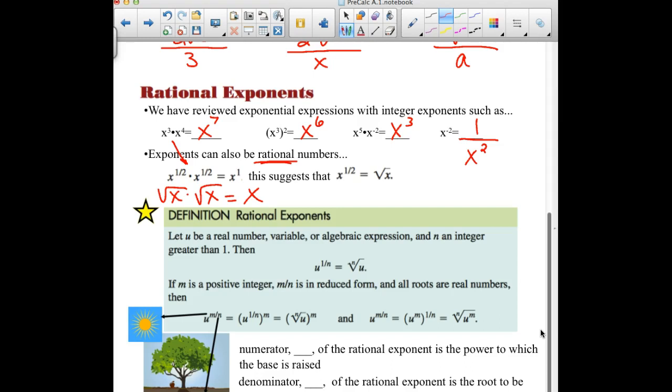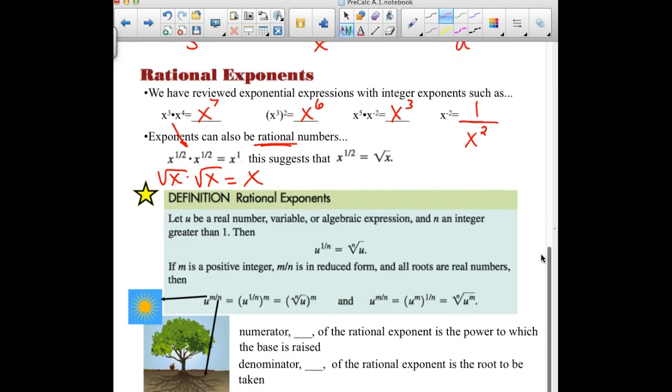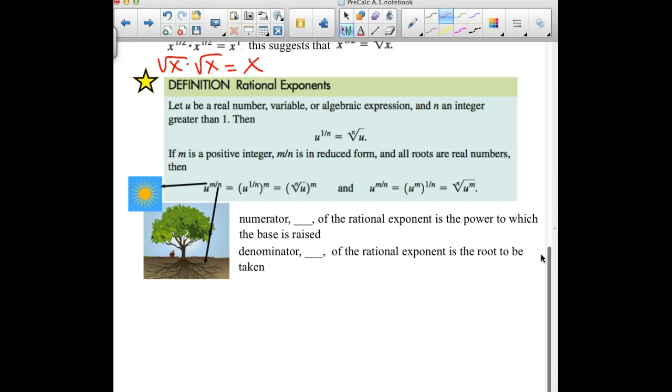All right, our formal definition for rational exponents. It says let u be a real number, variable, or algebraic expression, and n is an integer greater than 1. This is saying u to the 1 over n is the same as the nth root of u. In other words, that denominator in this fraction is the same as what your root was.